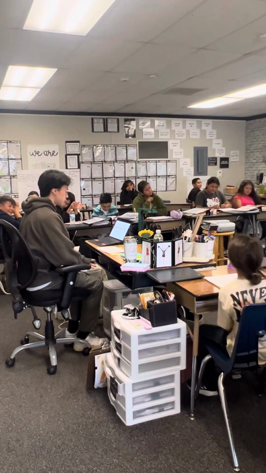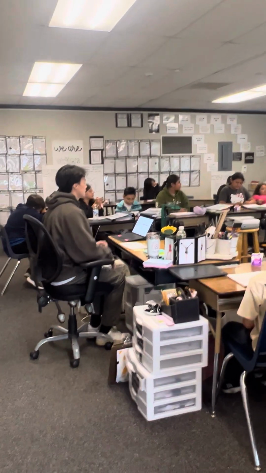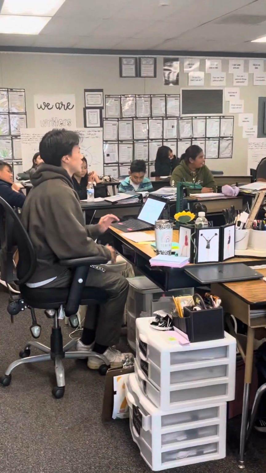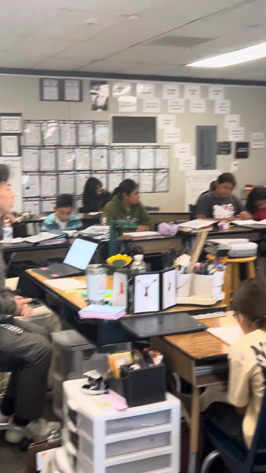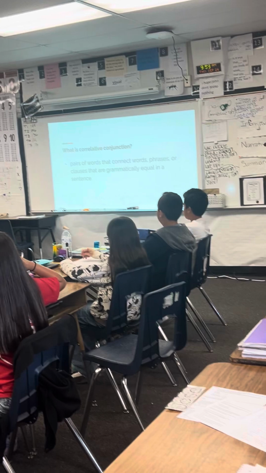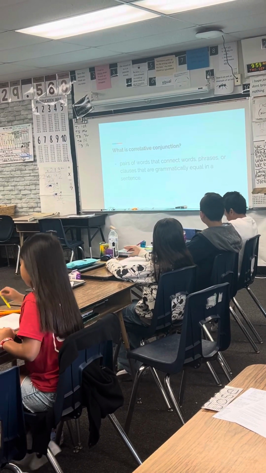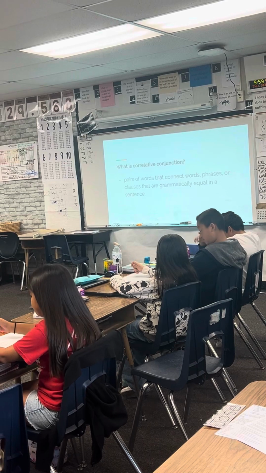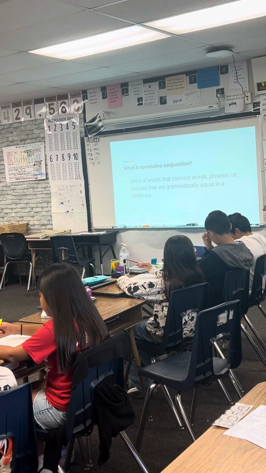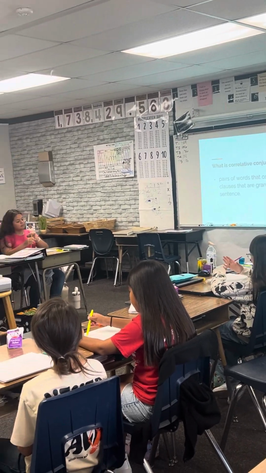Okay, so we're gonna start off your Mountain language lesson. So, what is correlative conjunction? Correlative conjunction is pairs of words that connect words, phrases, or clauses that are grammatically equal in a sentence.